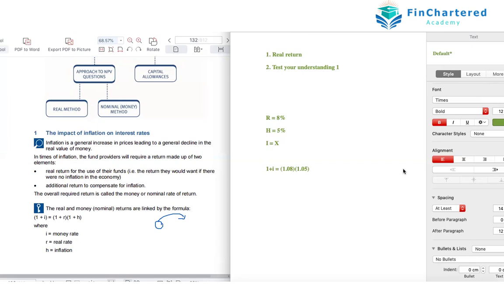Yes, Osama, that answer is absolutely right. 1.08 into 1.05 is 1.134. So 1 plus I is equal to 1.134. Therefore, I is equal to 1.134 minus 1, which will be 0.134. And as a percentage, I is equal to 0.134 into 100, which is 13.4%.